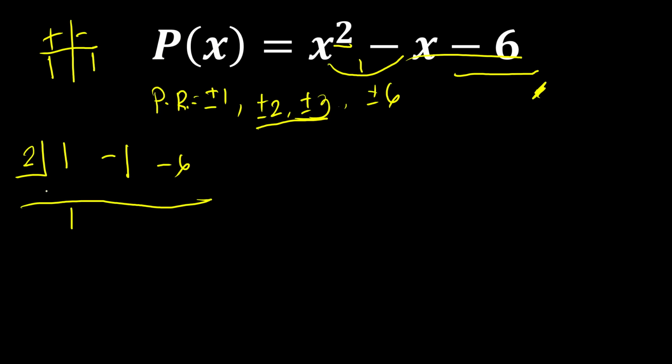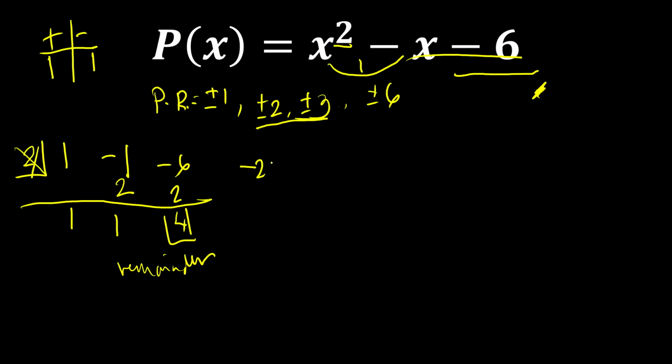So, 1, negative 1, negative 6. Bring down the first term 1. 1 times 2 is 2. Negative 1 plus 2 is 1. 1 times 2 is 2. Negative 6 plus 2 is 4. So, therefore, this is not a root of the polynomial function kasi hindi siya nag-zero sa dulo kasi meron tayong sinatawag na remainder.